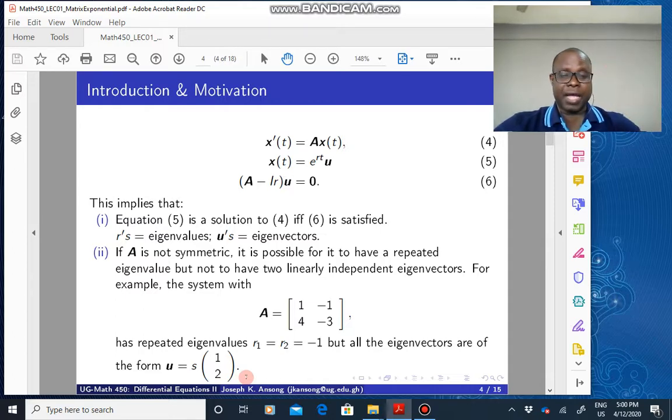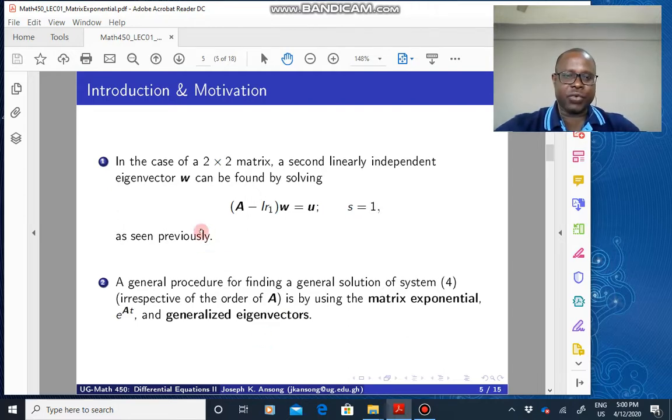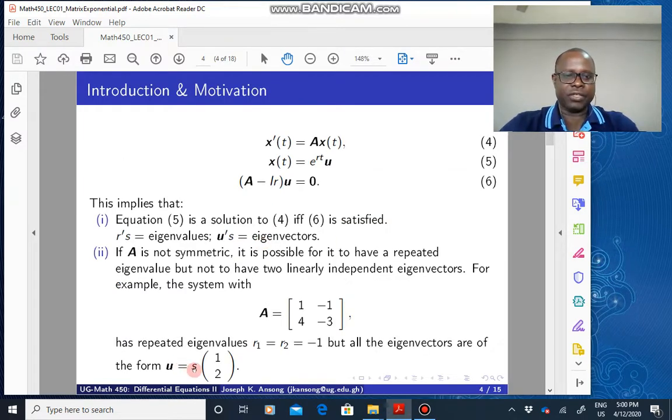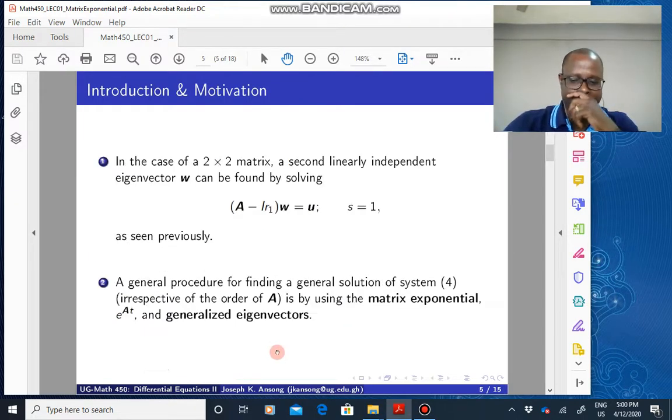The question is, how do you find a second linearly independent eigenvector when you have one of them? Well, in the case of a 2 by 2 matrix, we know how to do that. We have encountered this before. Once you find one of the eigenvectors, so if you put s equal to 1 here, for instance, you get an eigenvector. Then you can find a second one, call it w, by solving this equation. Solve this equation here, and you get a second linearly independent eigenvector, which is w.